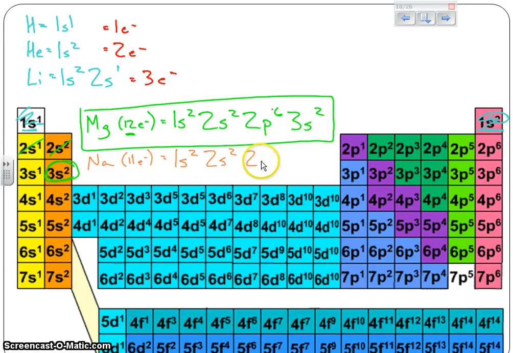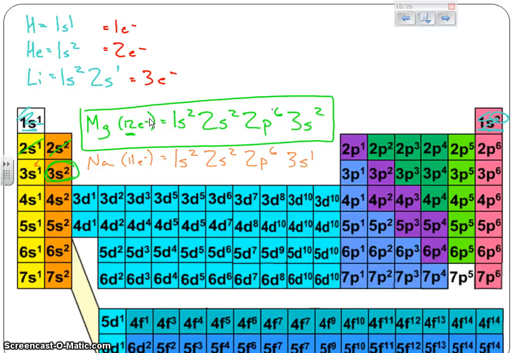You've got your 2p block at 2p6. And we've gotten all the way down here, but we're stopping here at 3s1. And so hopefully that goes through and at least gives you an idea of what we're doing with orbital diagrams. But all this is really saying is, where are my electrons most likely to be found around these given atoms?